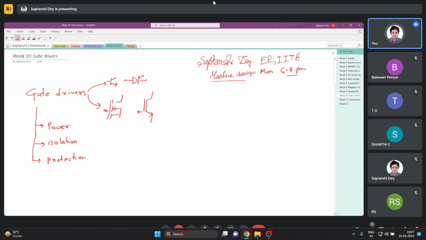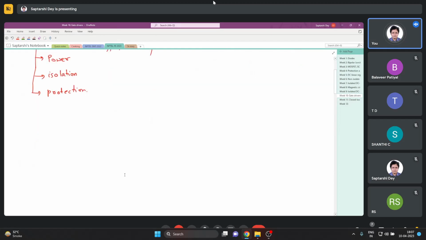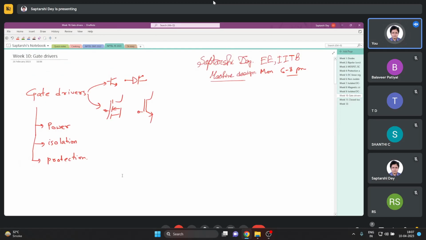Now, this session is going to be a very short session. I do not think there is much to discuss unless you have many questions. So we can start asking questions now. If not from gate drivers, but from previous lectures also, if you have, you can ask. No question from gate drivers?